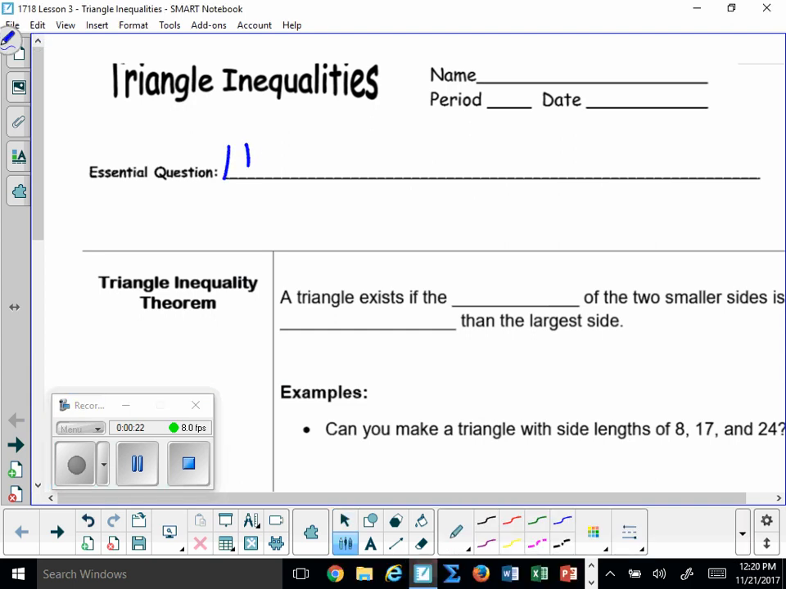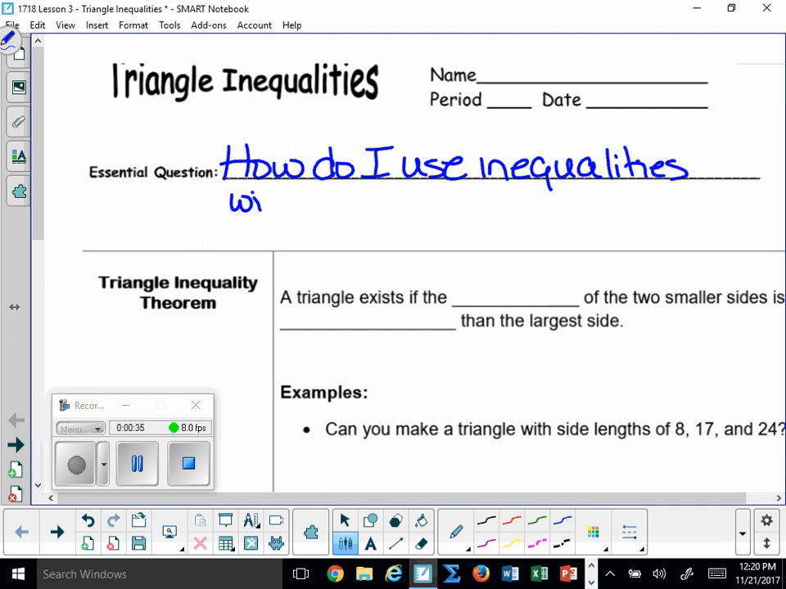So, how do I use inequalities with triangles? I bet you didn't think you'd be doing greater than or less than in the triangle unit, now did you?